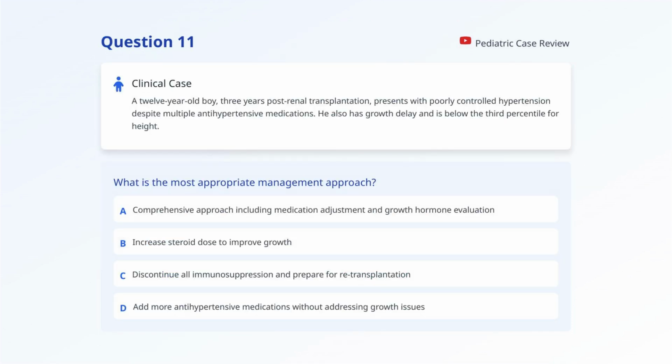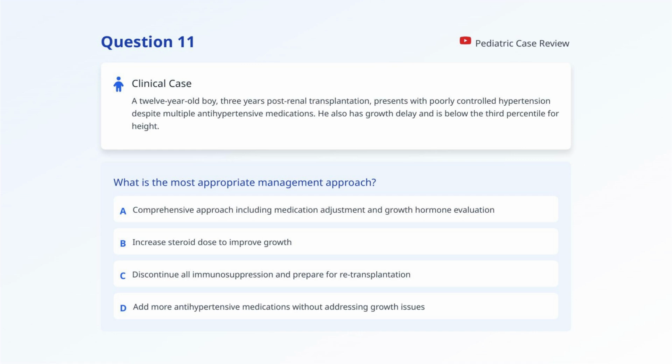A 12-year-old boy, 3 years post-renal transplantation, presents with poorly controlled hypertension despite multiple antihypertensive medications. He also has growth delay and is below the 3rd percentile for height. What is the most appropriate management approach?